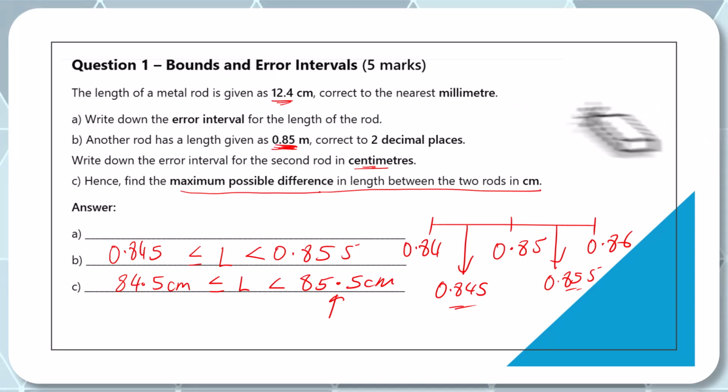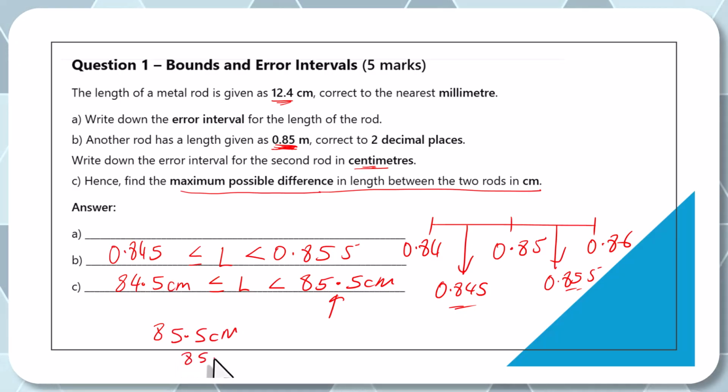So to find the maximum possible difference, you're going to do this. You're going to take this length here and use the upper bound for it, which is 85.5 centimeters, or you could do 85.49 recurring, that's fine. And then we're going to take away the shortest of the shorter one, and that would have been 12.35 centimeters. Okay. And then you just subtract them. This is going to give you the highest answer. So you do the biggest number, take away the smallest number, and that'll give us the maximum possible difference in length between the two rods.